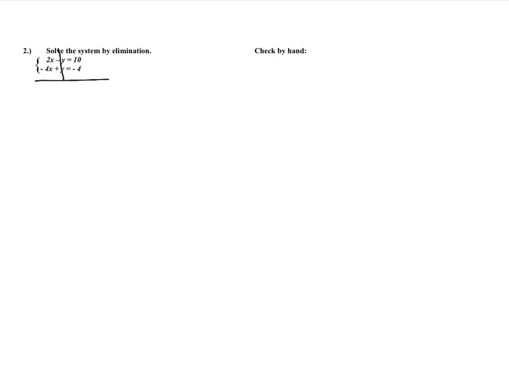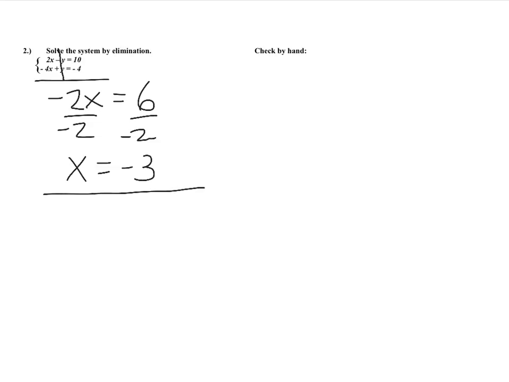So 2x plus -4x gives me -2x. Equals 10 and -4 gives me 6. I'm solving for x now, so I'm going to divide both sides by -2, and I'm going to get x is equal to -3. And so now I know that x is -3, so I'm going to plug that x into either the top equation or the bottom equation and solve for y. It doesn't matter. I'm going to go ahead and put it into the top equation.